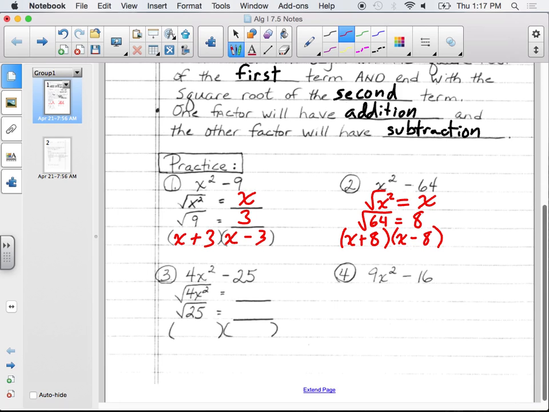X plus 8, x minus 8. Because they both start with the square root of the first term, they both end with the square root of the second term. Holy, easy today. One has addition, one has subtraction.